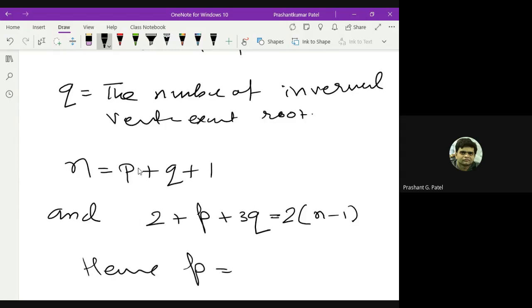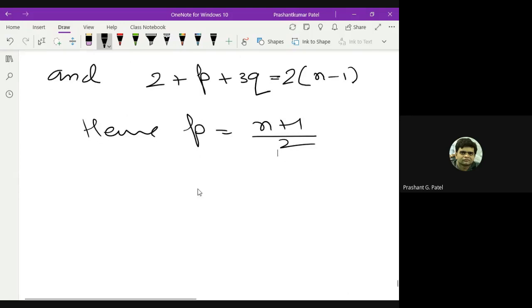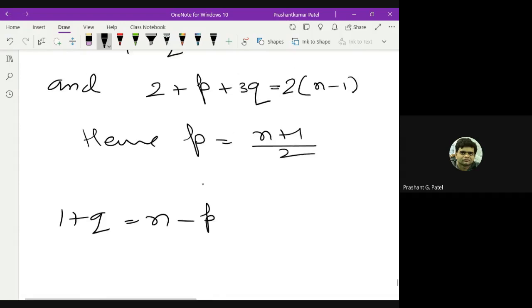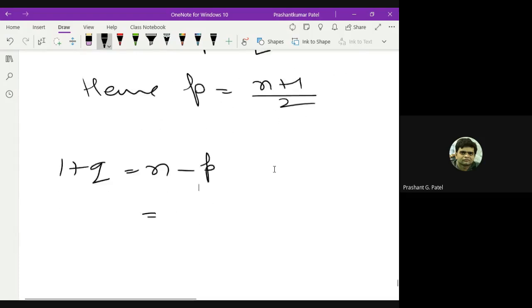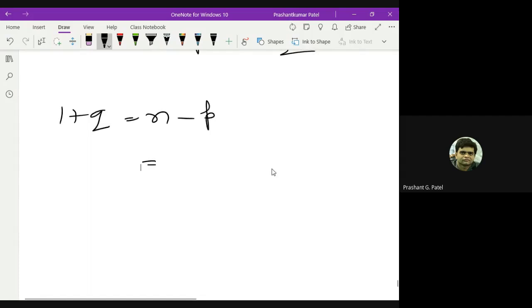P is equal to (N plus 1) by 2. And hence the number of internal vertices, that is 1 plus Q, will be N minus P. We have calculated the value of P as (N plus 1) by 2. So it is N minus (N plus 1) by 2, which gives you (N plus 1) by 2 minus 1.